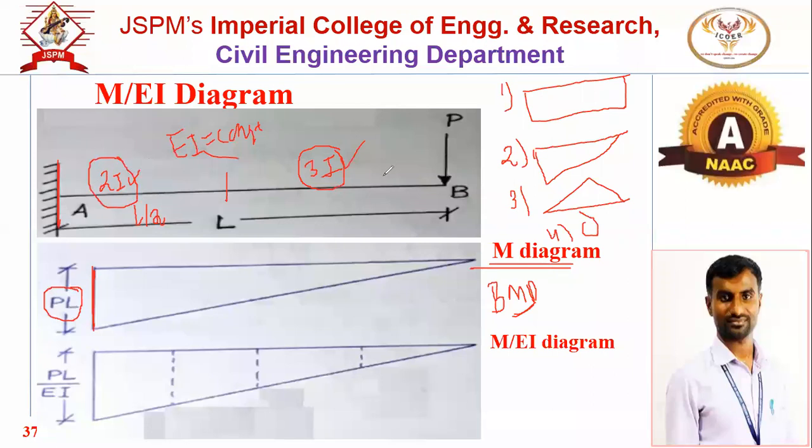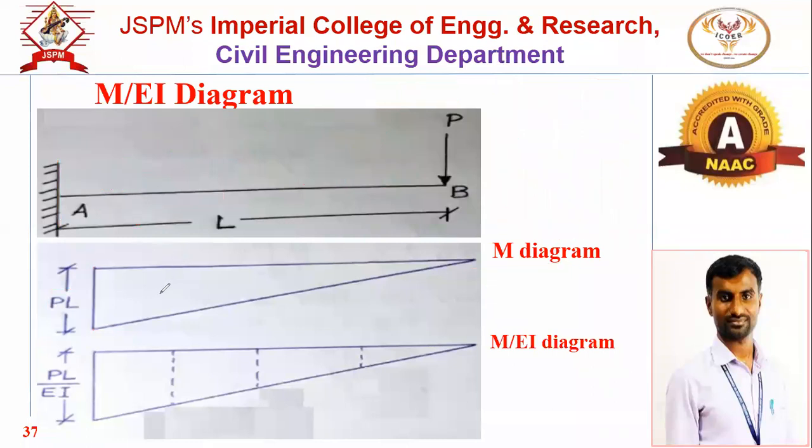That I will explain. Suppose this is the rectangular cross section. Then we know that moment of inertia is what? BD cube by 12. Moment of inertia of rectangular portion is BD cube by 12. Now what is B into D? This is the cross sectional area. Means if there is a change in moment of inertia, it will give us the change in cross section. If EI is constant, the nature of BMD and the nature of M by EI diagram will be the same.